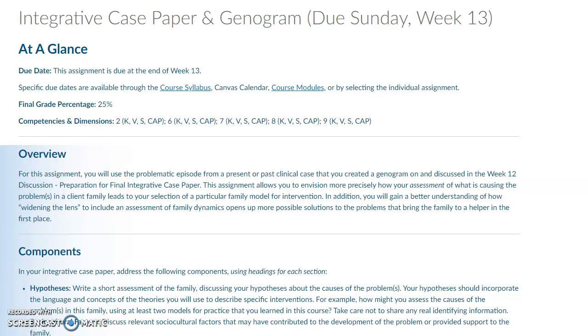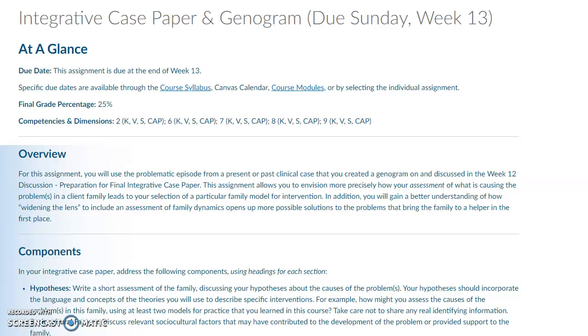So, given that you've already gotten started on this, I wanted to give a little bit more information about the kind of case that you might use, and I can give you some feedback based on your week 12 discussions as well. You're going to want to choose a particular problem or particular point in time related to this clinical case, something specific.